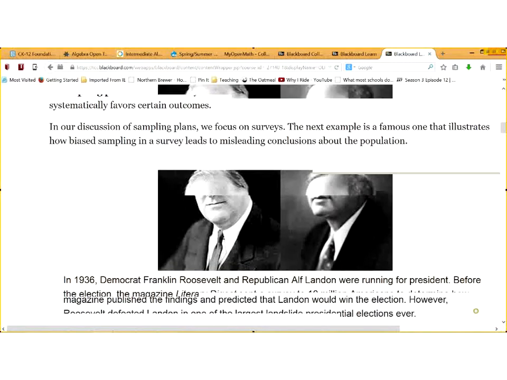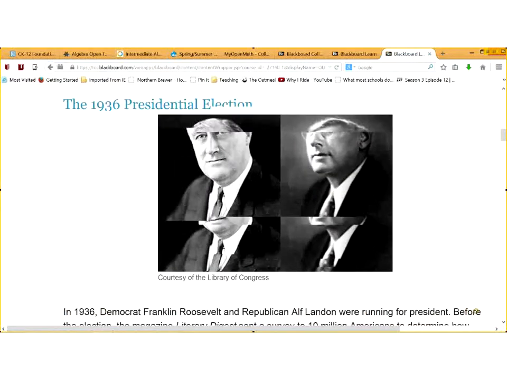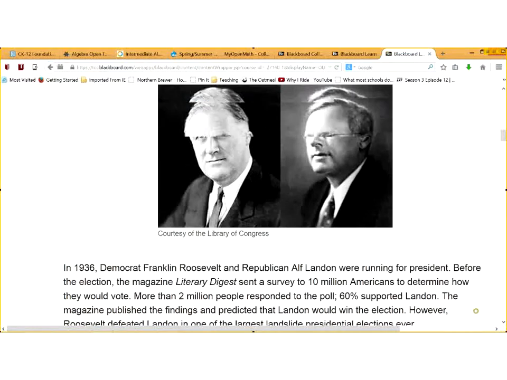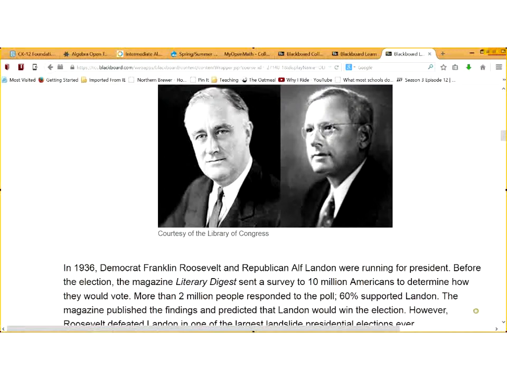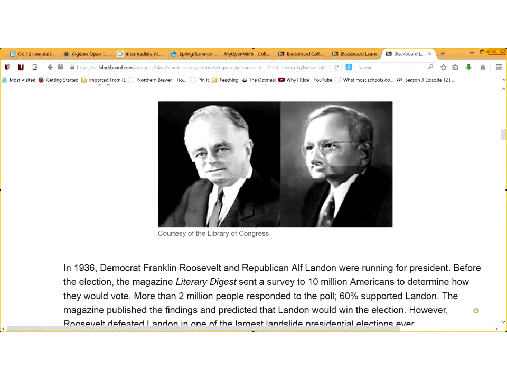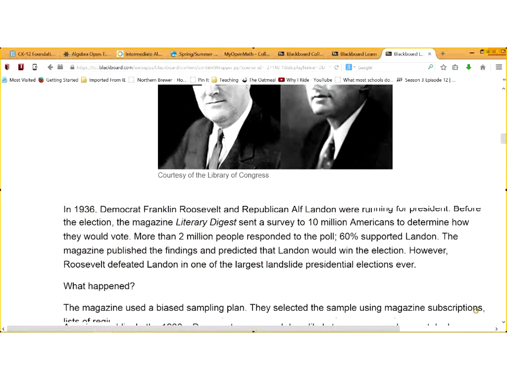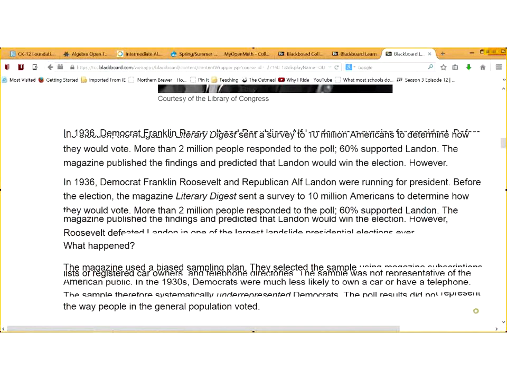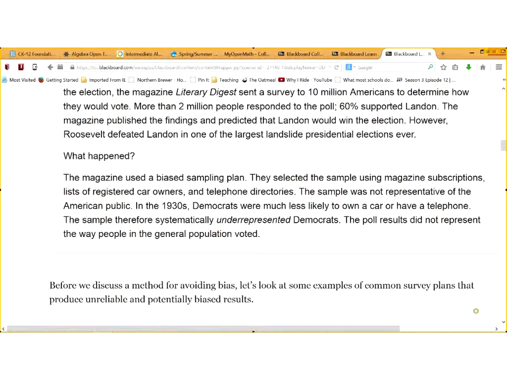And this gives an example of one that's biased, where in a particular presidential election in 1936, they did a survey of 2 million people, which is huge, and they found that 60% supported the Republican candidate, Alf Landon, who was beaten in a landslide. A 60% win would be a landslide, but it was actually a landslide in the other direction. But as this says, that magazine used a biased sampling plan.